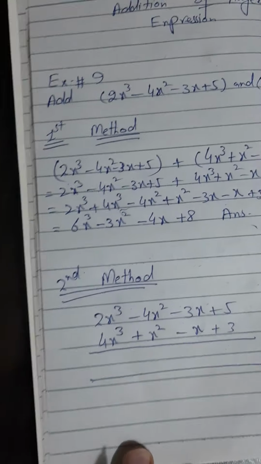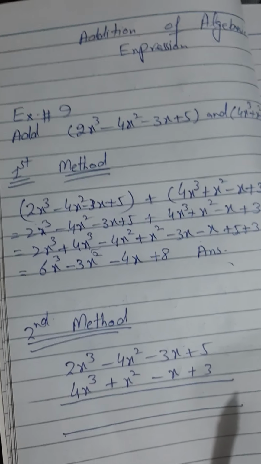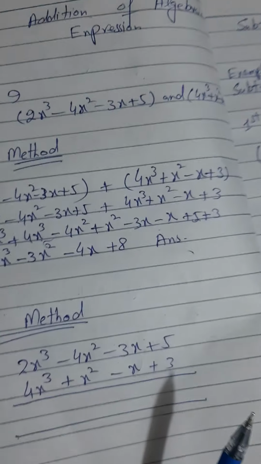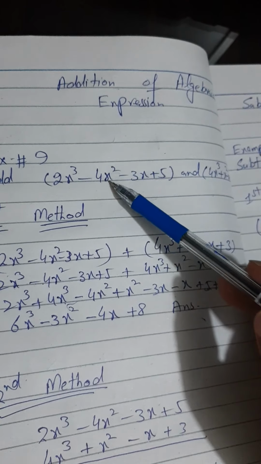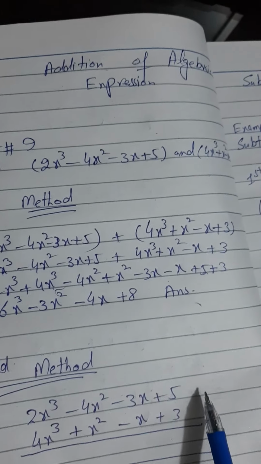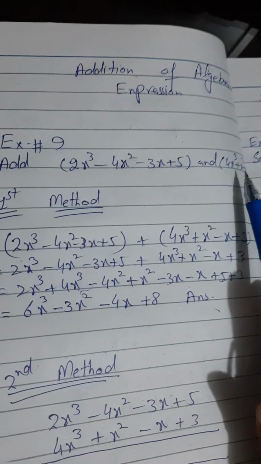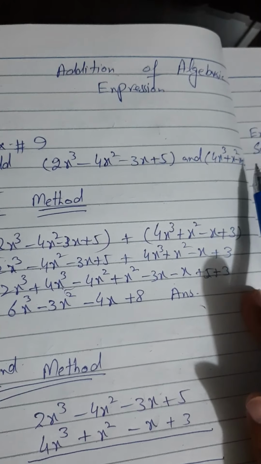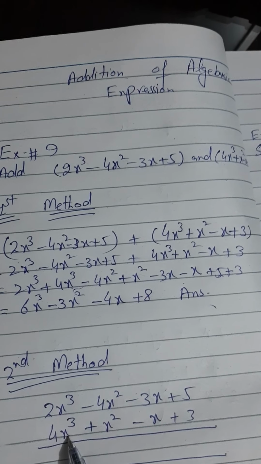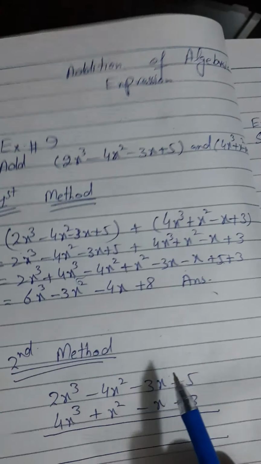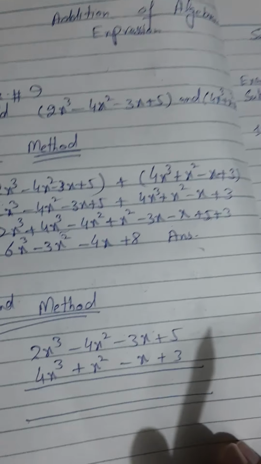Now come to the second method. In the second method you have to write both expressions with their like terms. Meaning if we write the first expression, that is 2x cube minus 4x square minus 3x plus 5, we have written this expression. When we write the second expression, we have to use like terms, just like 4x cube, so we write it below 2x cube, meaning like terms below like terms. In the same way the next also like terms, third and fourth, in the same way we will write.